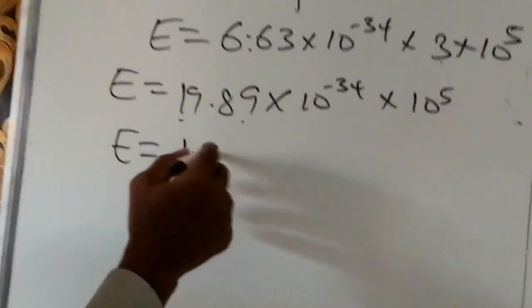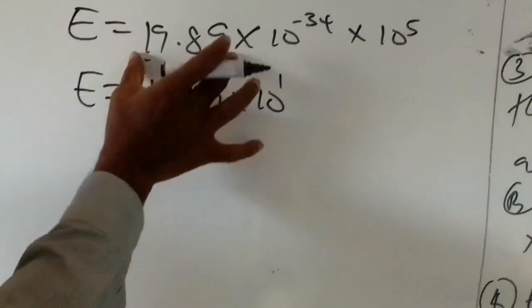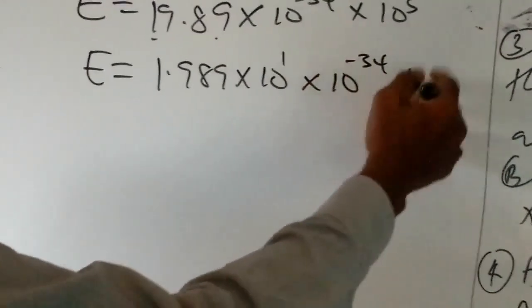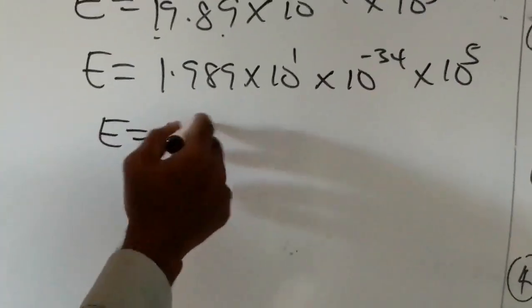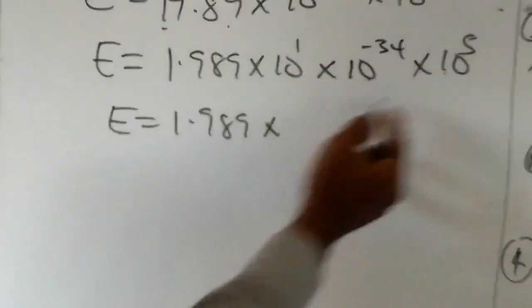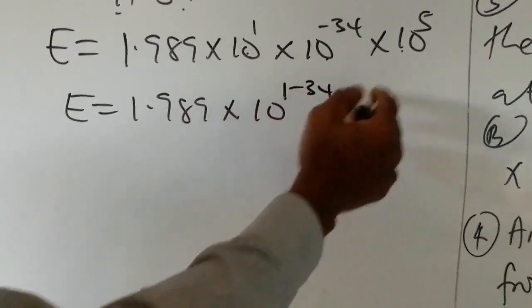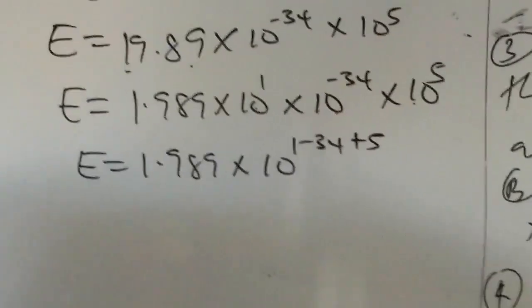19.89 is 1.989 times power 1. This gives you back this. Then bring down minus 34 and then 5. So that gives us 1.989 times, take one base since they have the same base, put log in this is 10, 1 minus 34, and then plus 5.